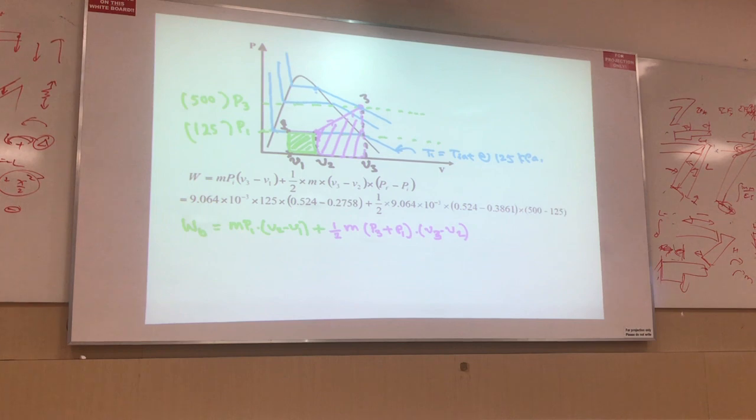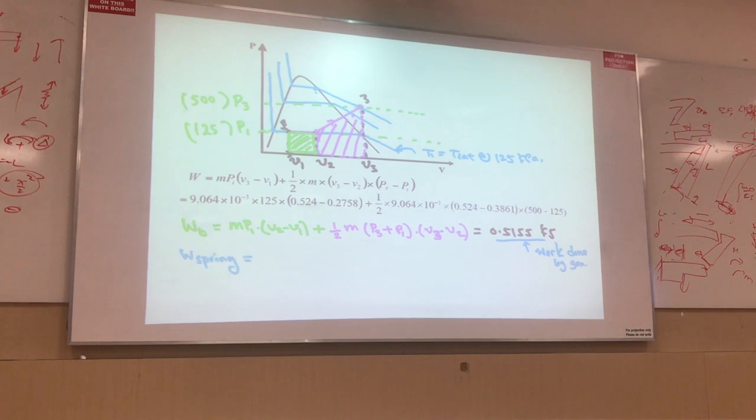I got the answer here, take a look. You do the calculation by yourself, and I get the answer 0.5155 kilojoule, right? Work done by the gas. This is work done by the gas. And work done by the spring.